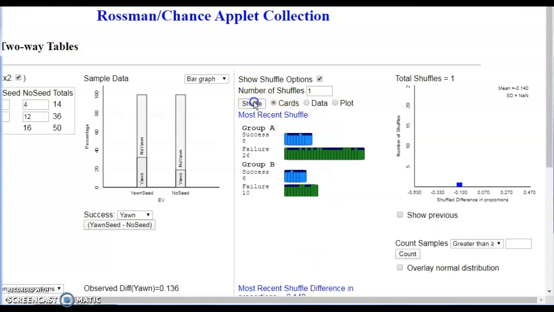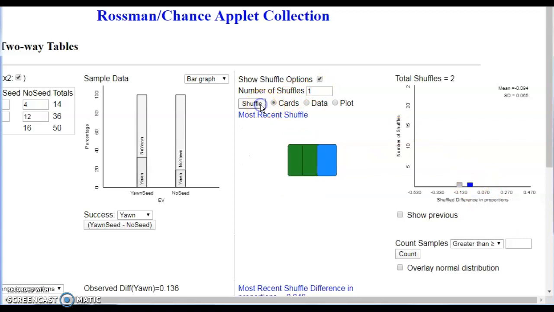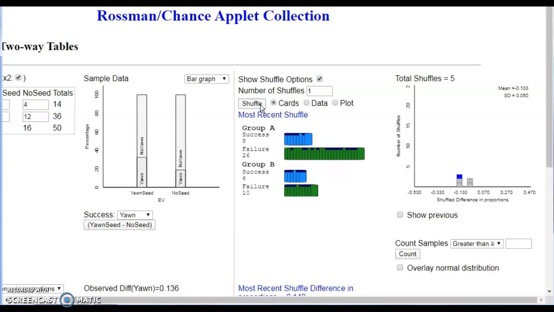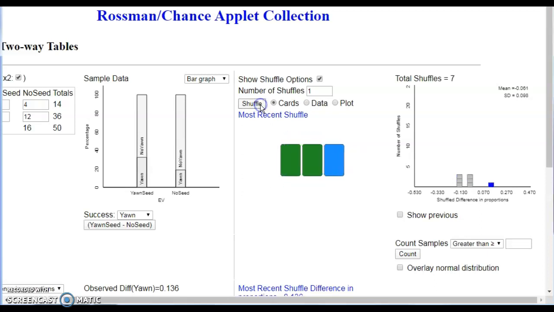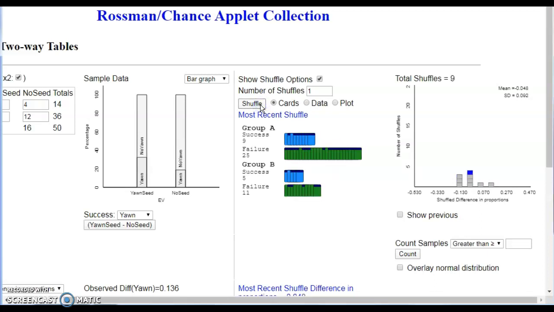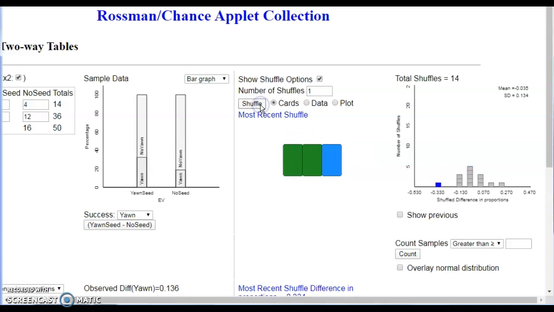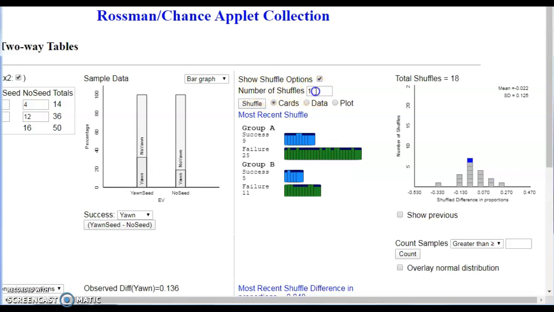I'm going to do this again, and I get a new difference in the proportions, and again, and again, and again. If we were in class together, we would each do a number of simulations and compile our results. But since we are not together, you're just going to have to do this a whole bunch of times and get a whole bunch of results. One way you can speed this up is to change that number to something really large, and then you can get a whole lot of simulations.